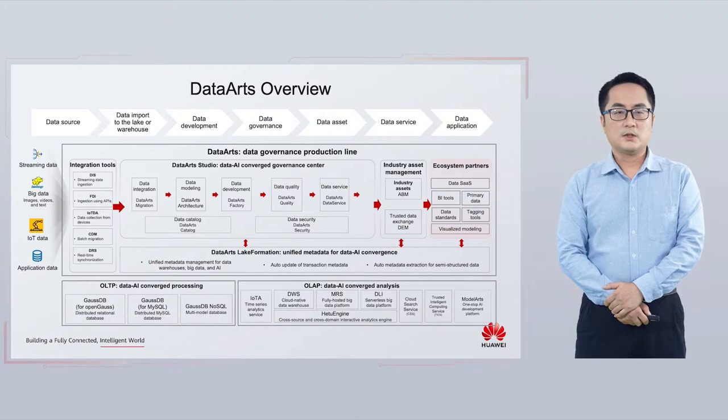Data analysts and service personnel who lack data development experience can prepare and process data without coding. With DataHunts Studio, data is converted into industry assets, and the users can manage these assets in the ABM system. DataHunts Studio also supports secure data exchange between enterprises and between organizations. As you can see in the right parts of the technical architecture, we have many third-party partners that are deeply integrated with DataHunts to provide various data applications.